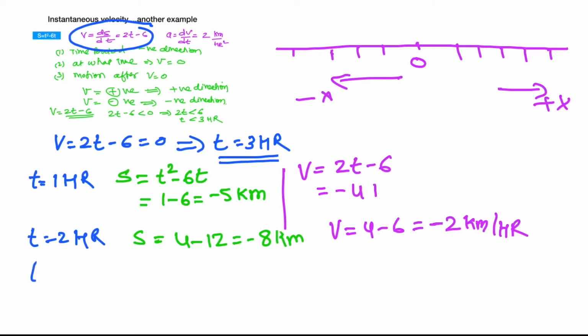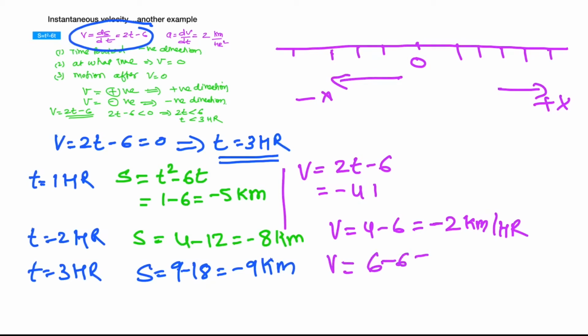What about t is equal to 3 hours? My displacement will be 9 minus 18, which is nothing but minus 9 kilometer. That means my car is at minus 9, in the negative x direction at 9 kilometer displacement. What about my velocity? Velocity will be 6 minus 6 equal to 0, and that is what we expected, because we know at t is equal to 3 hours my velocity is 0.